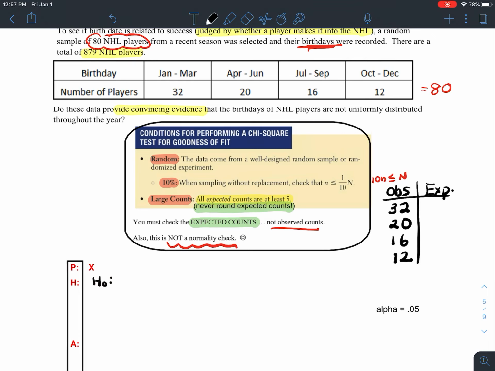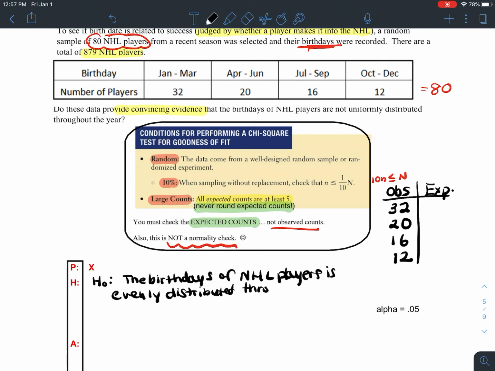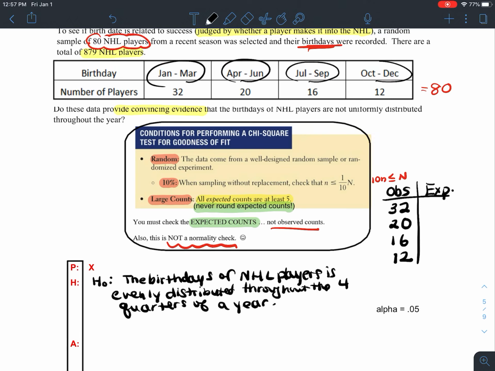Okay, we skipped the P for parameter. Our null hypothesis is that the birthdays of National Hockey League players are just evenly distributed throughout the 4 quarters of a year. Okay, that's kind of how they chunked the birthdays up here into each of the 4 quarters.